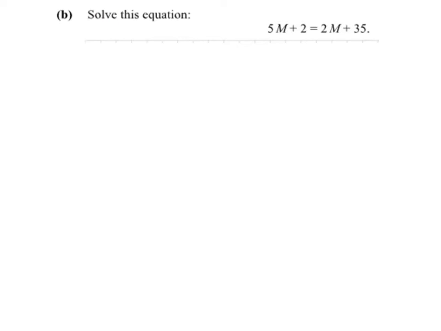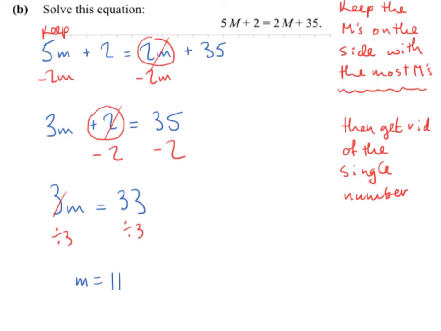Solve means to find the letter. 5m plus 2 is equal to 2m plus 35. We want to solve the equation, we want to get the m on its own. Now when we're doing solving, we usually have x's in our question, and it's usually get the x on its own. But in this case we have m's and we work it the exact same way.